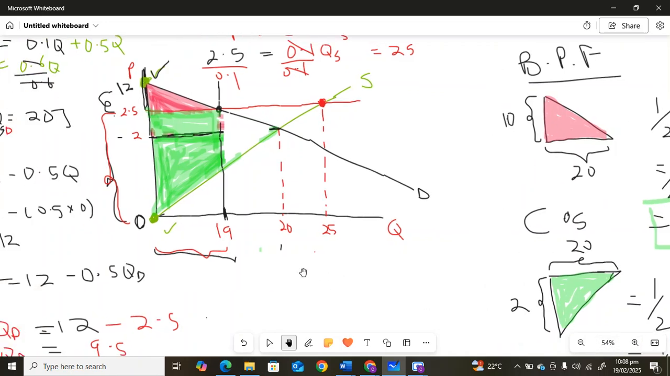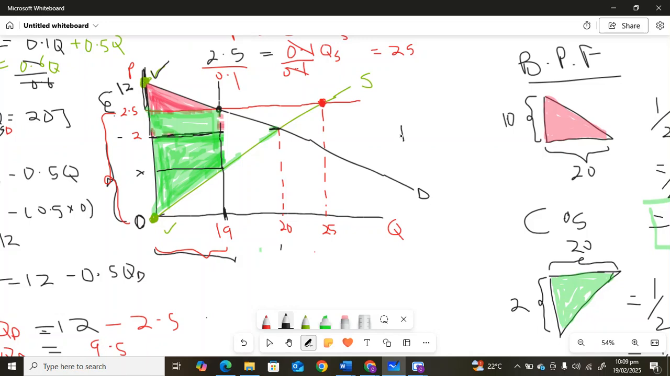So this is how we calculate. To get our A, we need this value here. How do we get this value? We see that this line, when Q is 19 units, is also touching the supply curve. So substitute Q equals 19 in the supply function, so that you get the price.